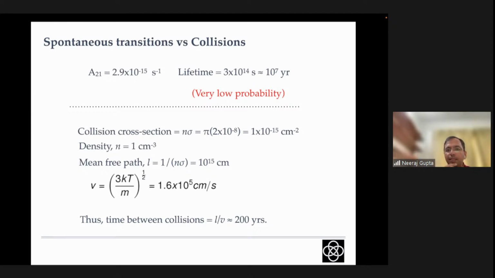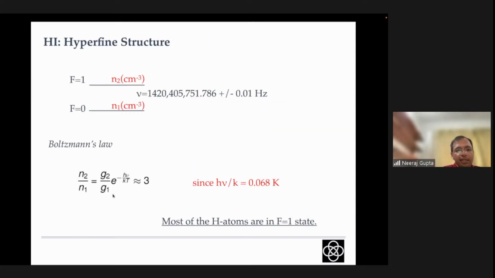So what happens in this case? For comparison, if I tell you the Einstein A coefficient for the 2p to 1s Lyman alpha transition, you can look at any atomic physics book. It is actually 10^9 per second, right? So the reciprocal of this is on the order of nanoseconds. So this is the reason that in the case of hyperfine states, even without doing anything, in the ISM or any realistic situation, most of the atoms are actually in the excited state.